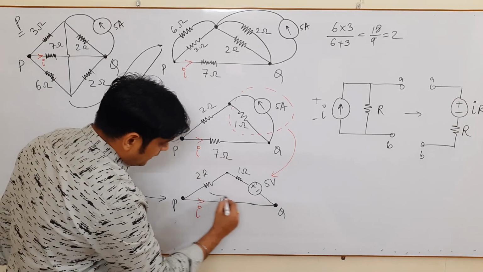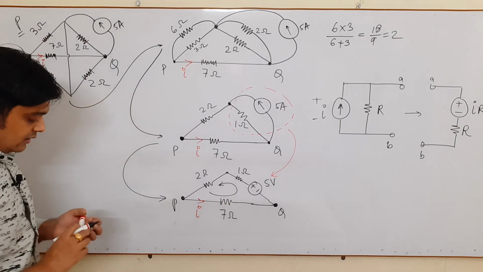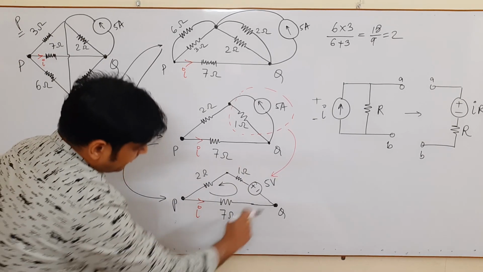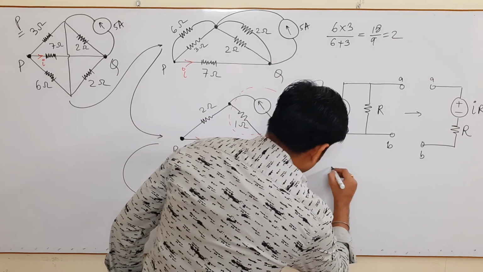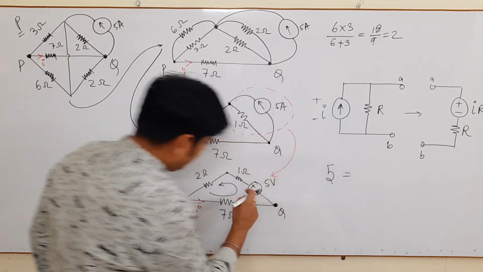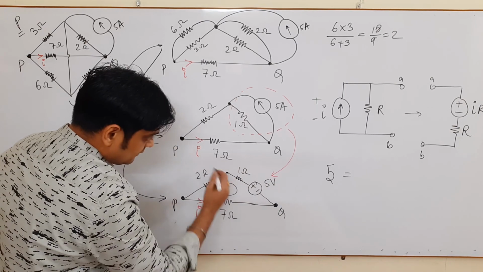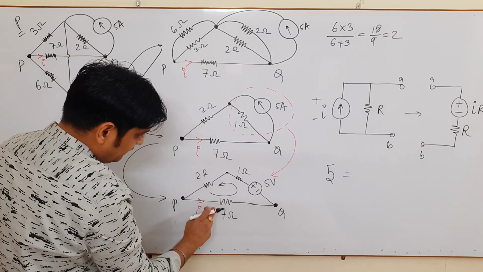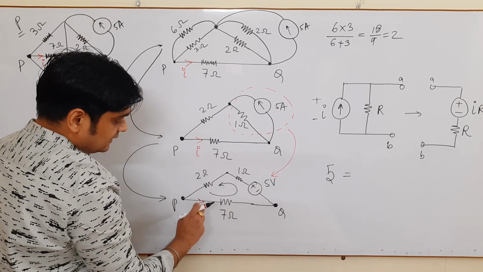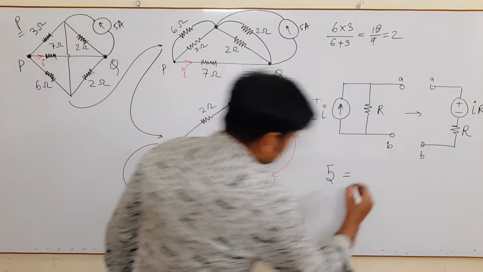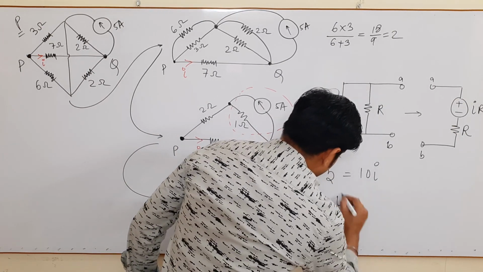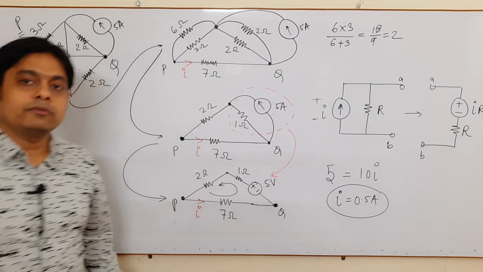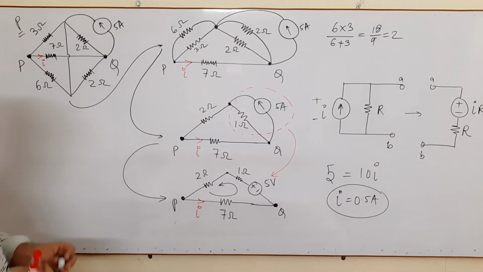Now one can apply KVL here and very easily find the value of I. How many voltage sources are there? Yes, there is one voltage source, the value is 5 volt. It is 5 minus 2 plus 5, since we are moving in this fashion, so minus 2 plus 5, that is equal to the resistances: 1, 2, 7. All resistances have the same current, so 7 plus 2, 9 plus 1, 10, so that comes to be 10 I. So the value of I comes to be how much? It is 0.5 ampere. Very simple. So we have found the value of I equal to 0.5 ampere.